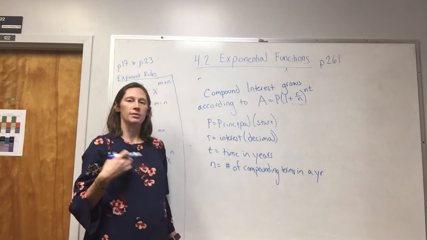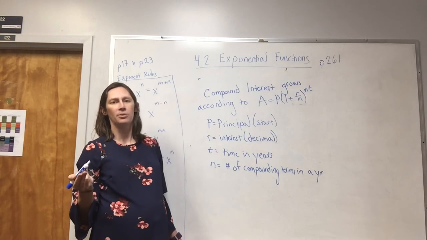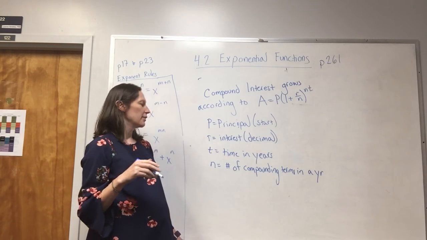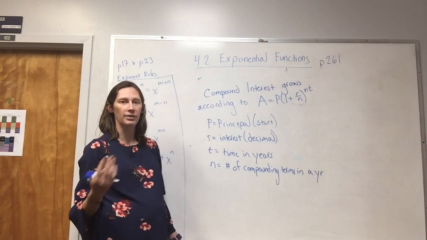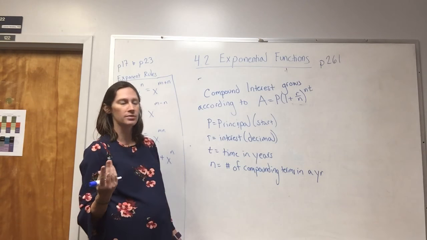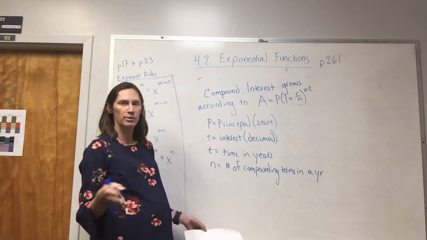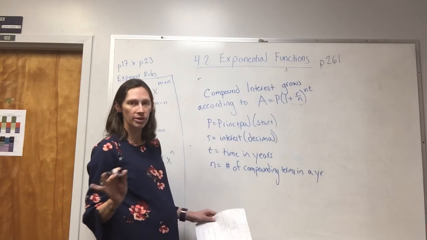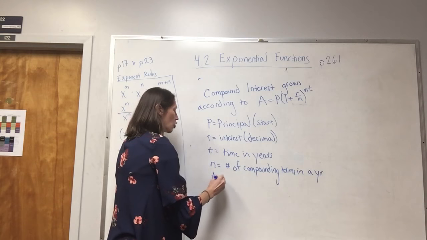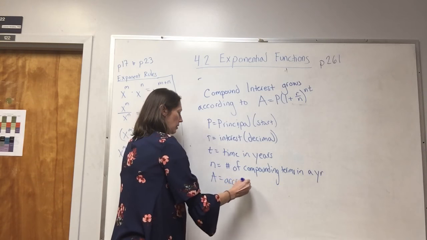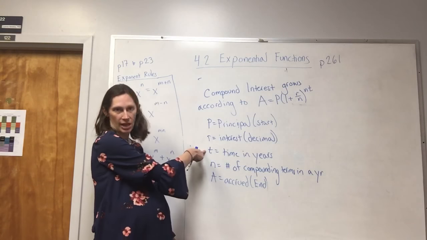Okay, so you may hear the phrase compounded semi-annually. That's twice a year. Like the semi-annual sales happen twice a year. If it says quarterly, that means 4 times a year. If it says monthly, then your N is 12 because there's 12 months. If it says compounded daily, then you can use 365, maybe 365 and a quarter. I don't know what they do for the leap years. A then is the accrued amount. Accrued just means how much money you have at the end of your time period.